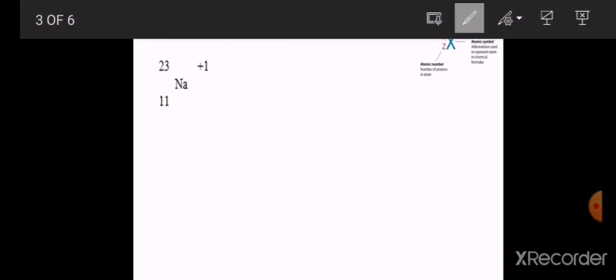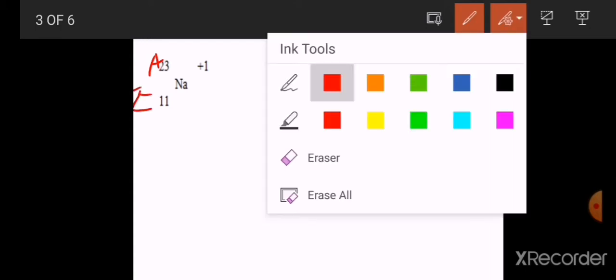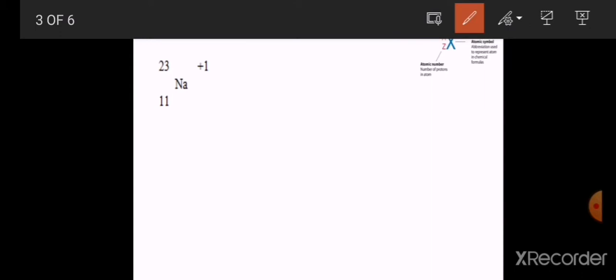Now, example. Ito yung kanina, sodium. Ano ang kanyang A? 23 or mass number. Ano ang kanyang atomic number Z? 11. At ang kanyang charge ay positive 1. Okay, so ito ang ating A. Ito ang ating Z. Okay? So this is A and that's Z.